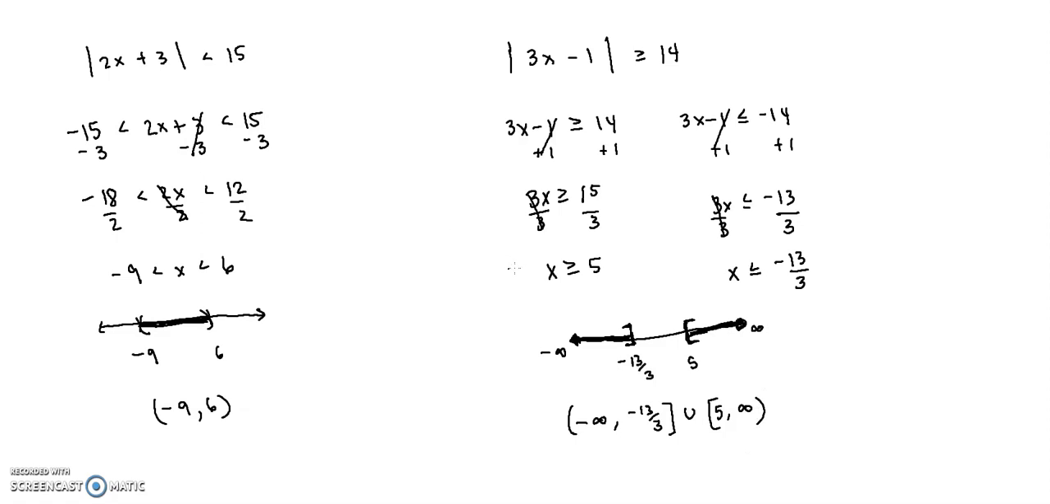Okay, now please note here, you cannot put these two inequalities together. Two inequalities, two separate pieces of the number line, two separate intervals. Okay, they cannot be mashed together. This one can. One inequality, one piece on the number line, one interval. Okay, so that's an important distinction between the less than and the greater than.